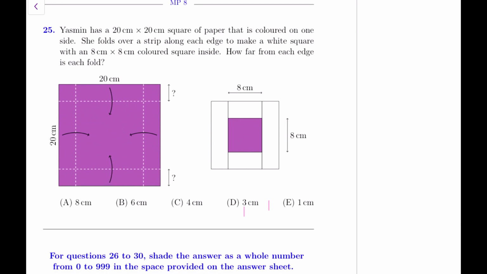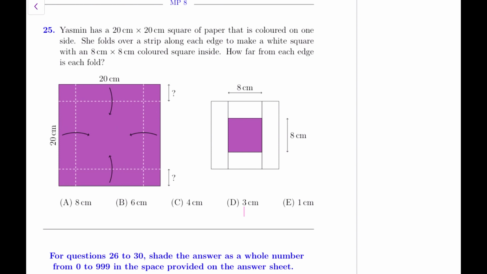Yasmin has a 20 by 20 centimeter square of paper that is colored on one side. So one side is colored purple, the other side is white. And we can see it in the diagram. Let me mark it. So this is 20 by 20. So each side is 20. She folds over a strip along each edge to make a white square with an 8 by 8 centimeter colored square inside. How far from each edge is the fold?